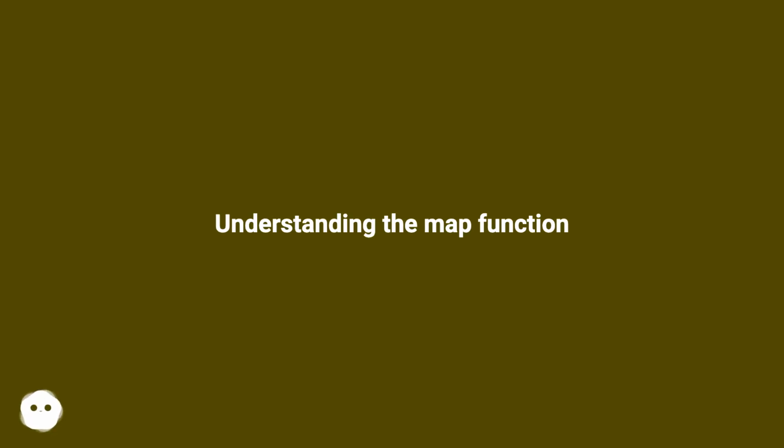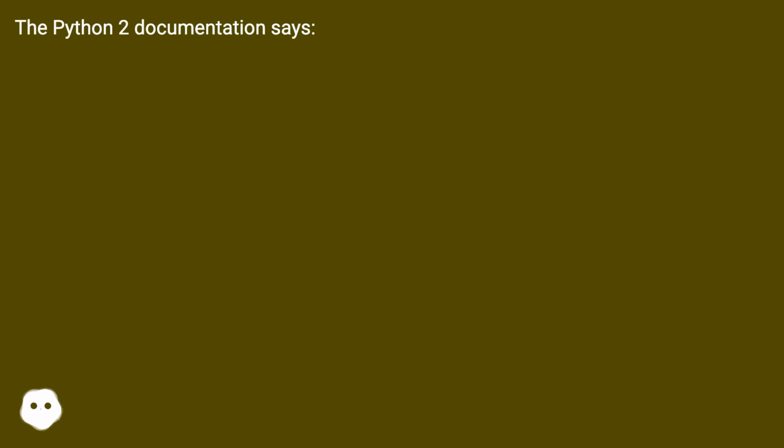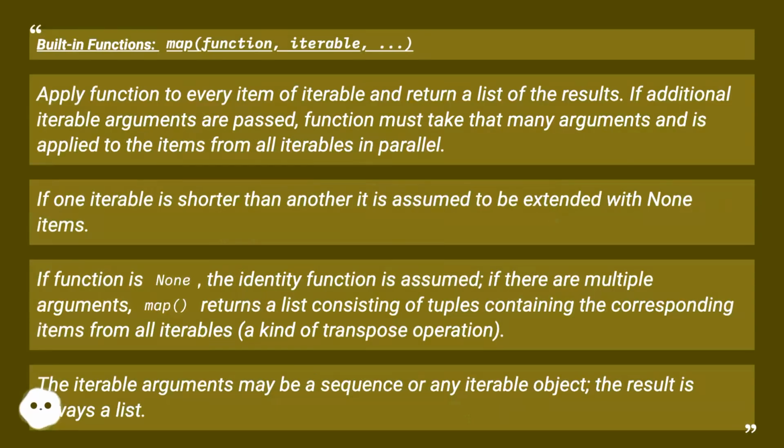Understanding the map function. The Python 2 documentation says, built-in functions, map, function, iterable: apply function to every item of iterable and return a list of the results.